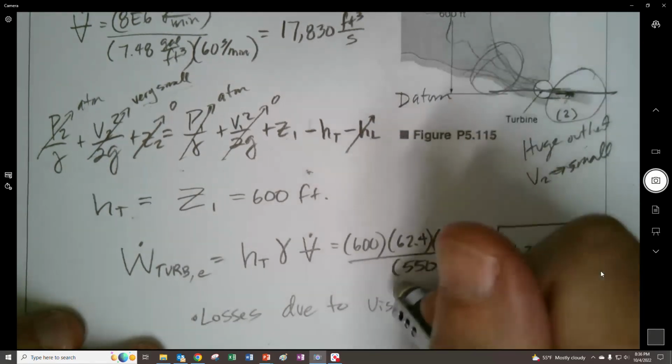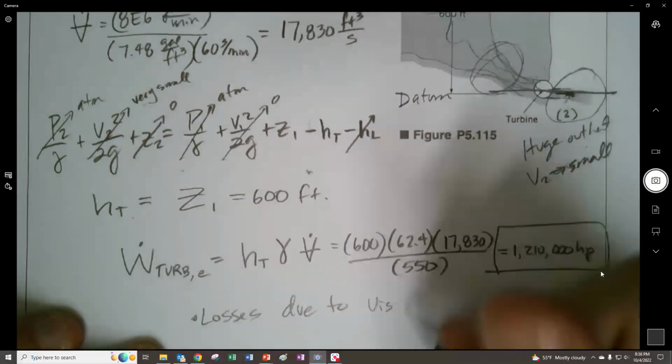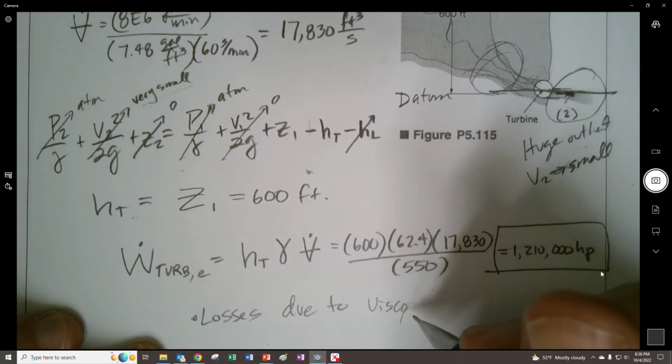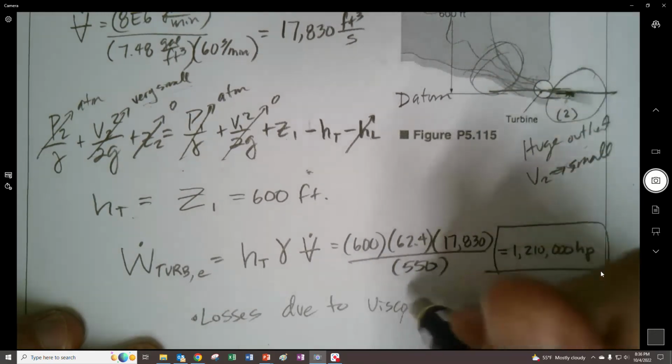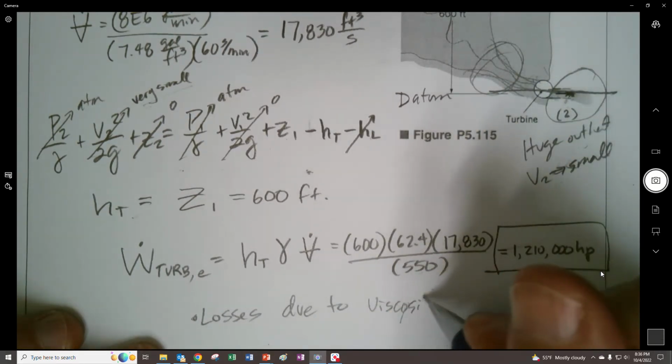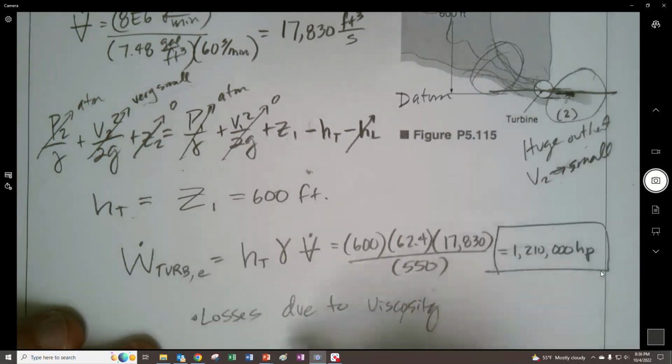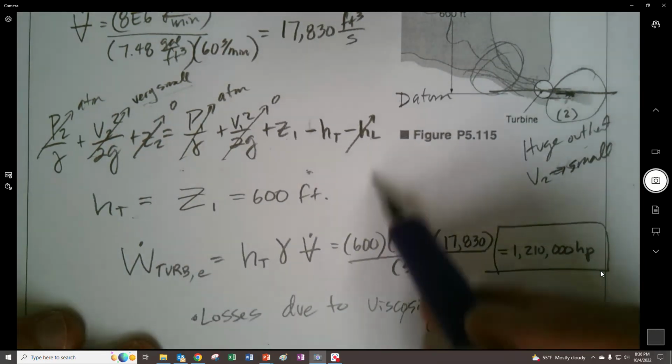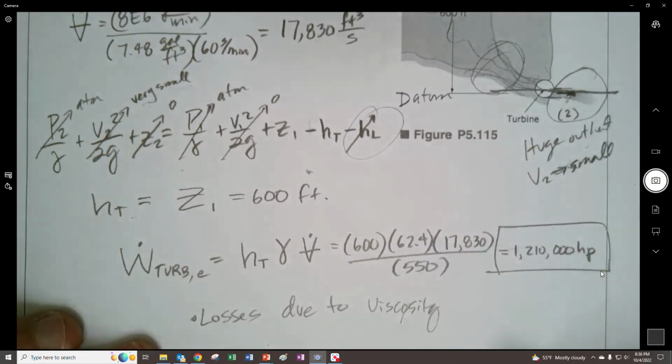I'm sorry, I misspelled viscous. It doesn't matter, right? Viscous. I still am going to spell viscosity. Viscosity. There you go. But of course, Bernoulli ignores viscosity, but it shows up in that term later on for us.